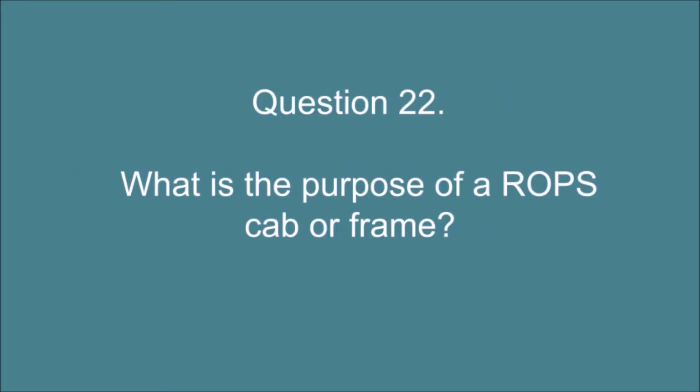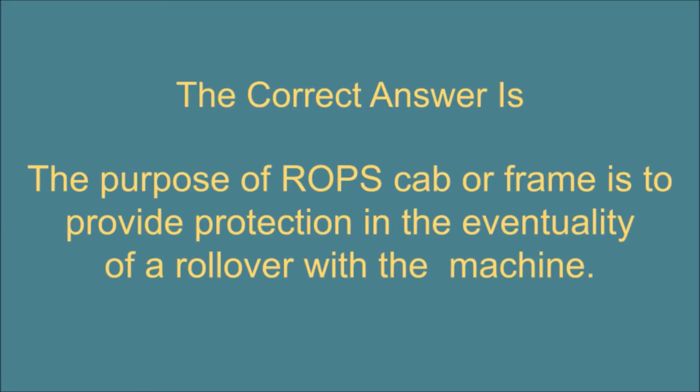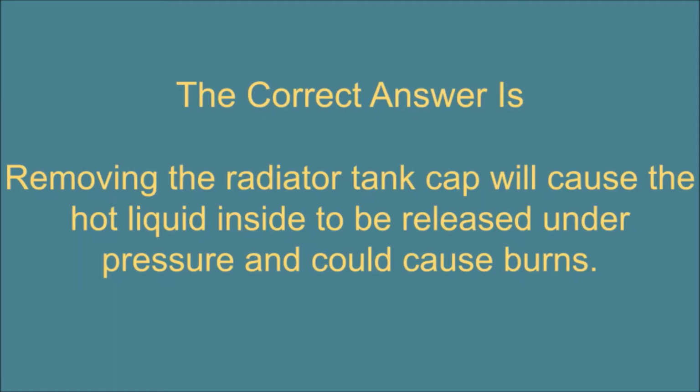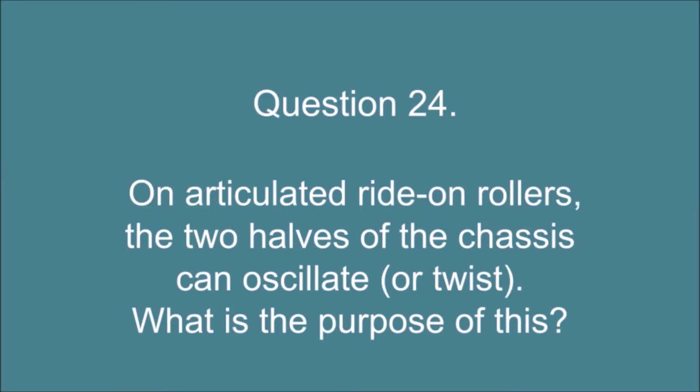Question 22. What is the purpose of a ROPS cab or frame? The correct answer is: the purpose of a ROPS cab or frame is to provide protection in the eventuality of a rollover with the machine. Question 23. During work, the engine starts to overheat. Explain the danger if someone tries to remove the radiator or expansion tank cap. The correct answer is: removing the radiator tank cap will cause the hot liquid inside to be released under pressure and could cause burns.